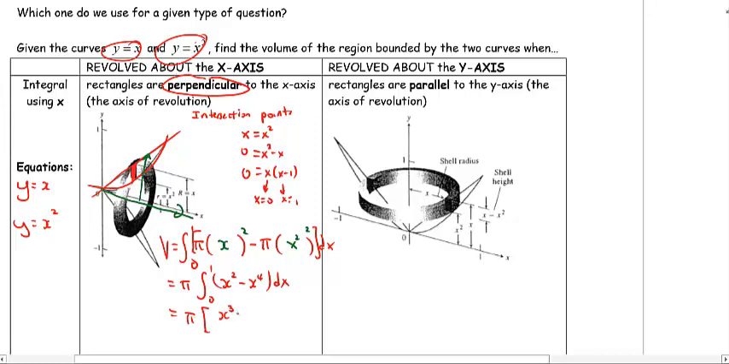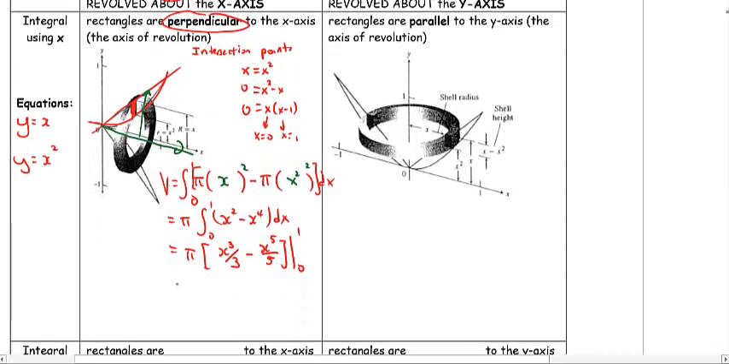Then we just quickly do our lovely antiderivatives. The antiderivative of x squared is x cubed over 3. The antiderivative of x to the power 4 is x to the 5 over 5. And we will evaluate this from 0 to 1. Thank goodness one of them is 0, I love plugging in 0. That's just 1/3 minus 1/5, that's 5/15 minus 3/15, that's 2/15. So the answer is 2 pi over 15.